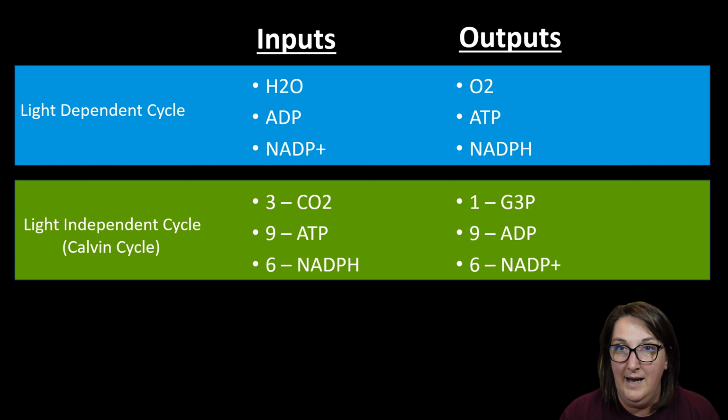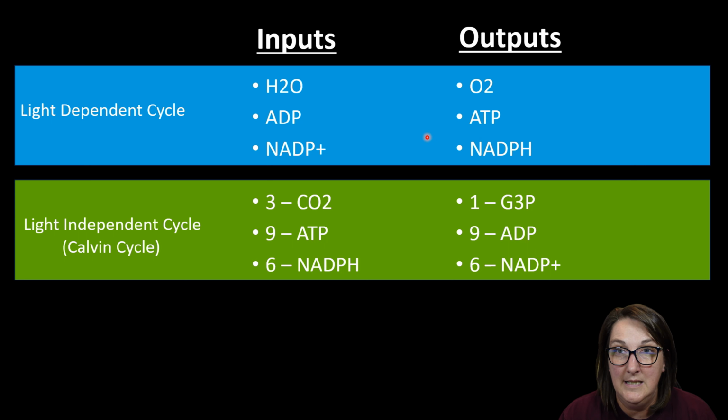So here's an important slide, and this is showing you all of your inputs and your outputs. My light dependent cycle, this is the one where the light comes in. I bring in water, ADP, and NADP+. Remember, this just got depleted from the Calvin cycle when I was making my sugars. This has to go back and get replenished. My outputs is going to be oxygen gas from the water. ATP from chemiosmosis is going to go through that concentration gradient, go through ATP synthase. ATP is going to get made, and then NADPH is going to get put back together.